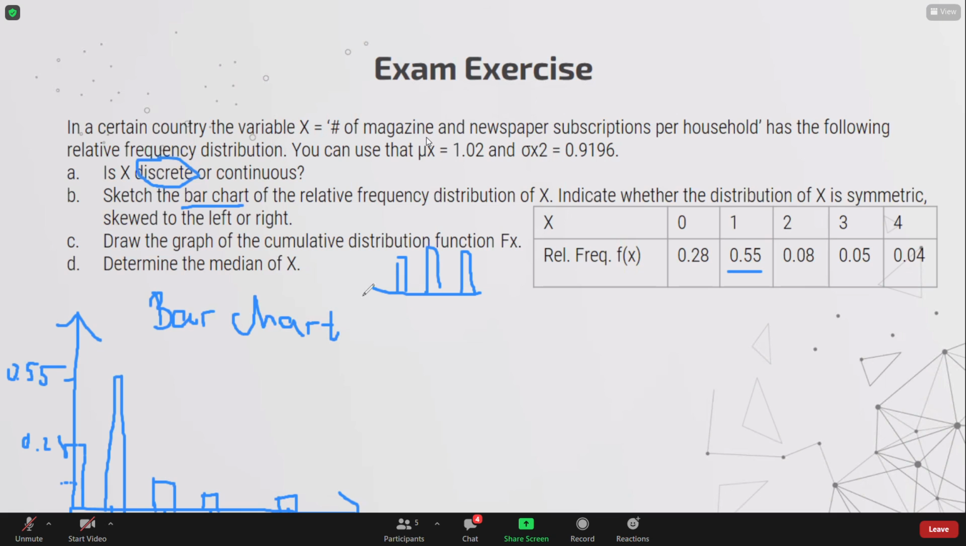So B is ready. Oh, we have to indicate if it's symmetric. We can know for sure that it's not symmetric because we have just one high bar and then the others are low. So it's skewed to the right, because on the right side the bars decrease step by step. So it's skewed to the right.